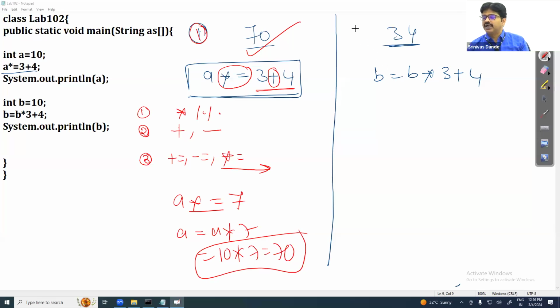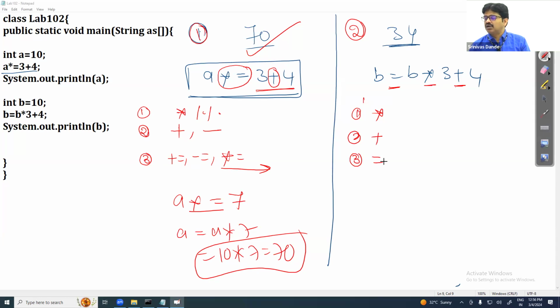And come to the second case. In the second case, how many operators are used, guys? Yes, three operators. Plus is one operator, star is another operator, assignment is another operator. Three operators. And in this, what is the precedence? First star will happen, second plus will happen, and third assignment will happen.